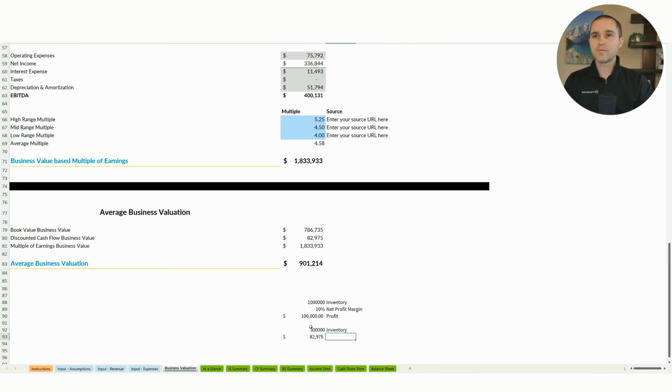So I hope that's been helpful. It's just a unique thing that I've been running into, and people really have varying ideas on how to value inventory. So it's just something to keep in mind that I wanted to point out. So I hope that's been helpful.